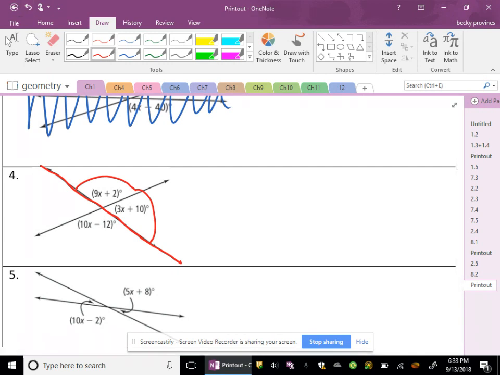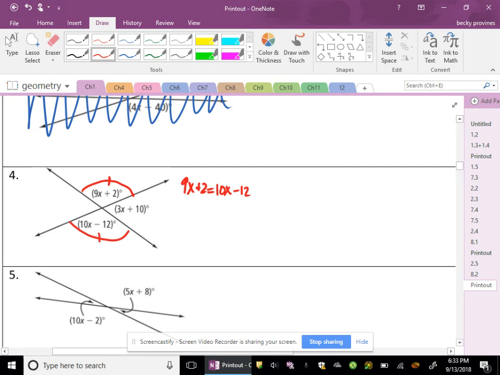So guys, it's up to you how you want to do it. I say since we're doing the vertical angle thing, we can do that. But just note, we can do it either way. And for time's sake, I'm not going to show you both ways. So let's subtract 9x. You're left with 2 equals x minus 12. Add 12 to both sides. 14 equals x.